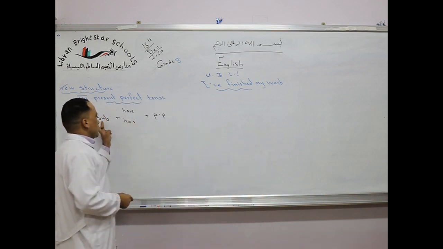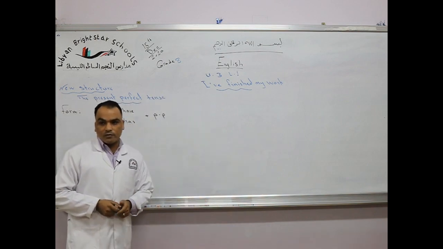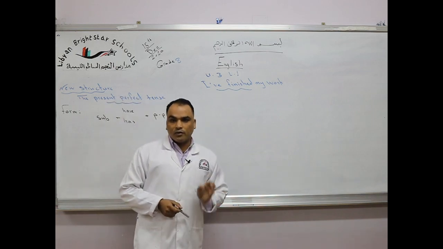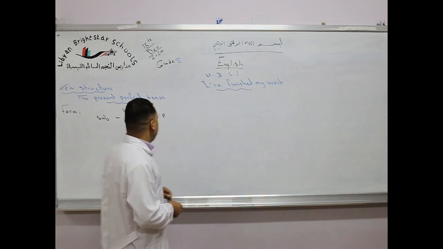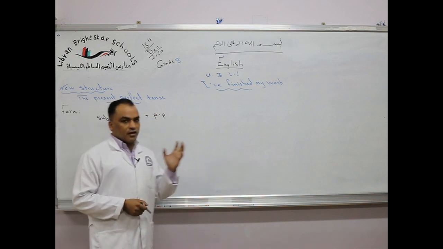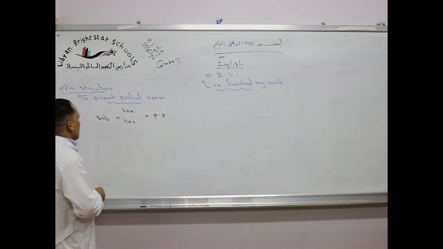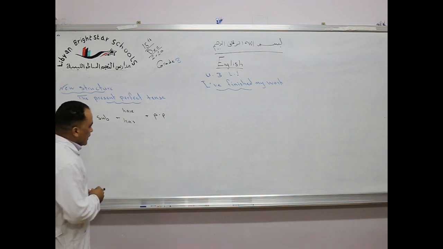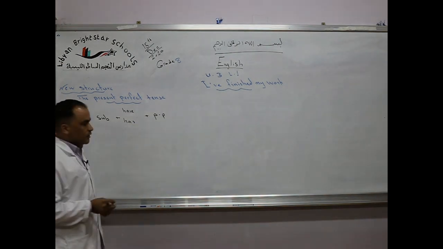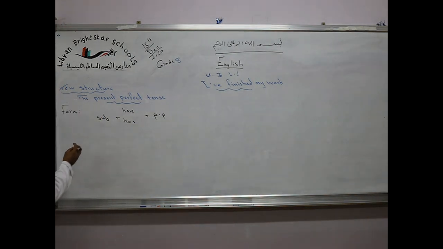So here, subject, have or has, plus the past participle of the main verb. Past participle or the third form of the main verb. Have or has plus past participle in the affirmative statement, يعني في الجملة الخبرية. To change the sentence into negative, we only add not after have or has. Have not or has not plus the past participle.